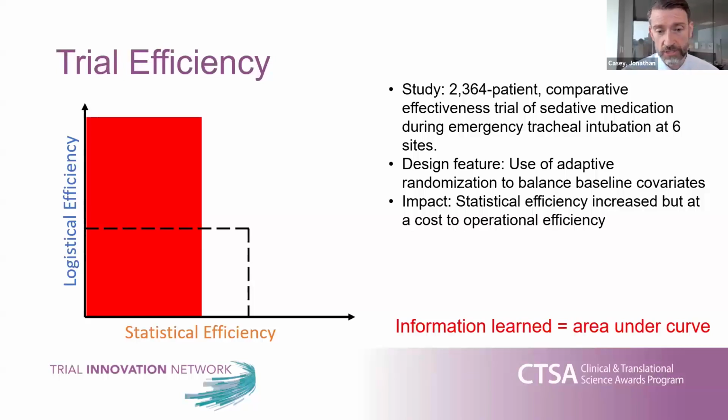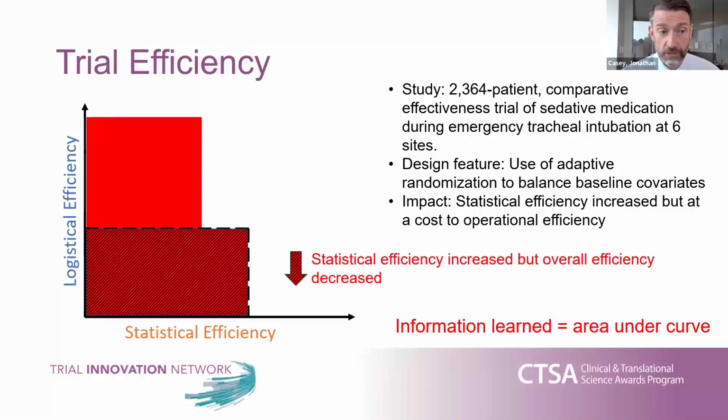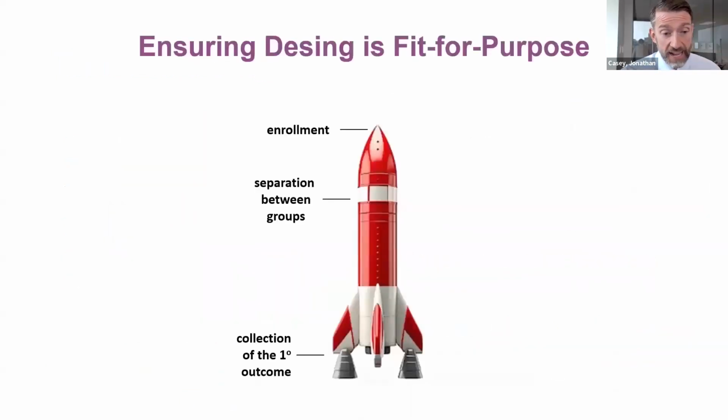And we might increase our statistical efficiency, but decrease the total amount of information learned by leading to a less efficient enrollment process. So I think we really have to ensure that all these tools we're using are fit for purpose. And I start with a model of a large simple trial. So a large simple trial just does 3 things. You enroll patients, you separate the groups, and you collect the primary outcome.